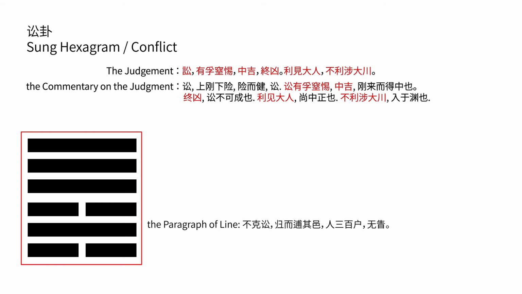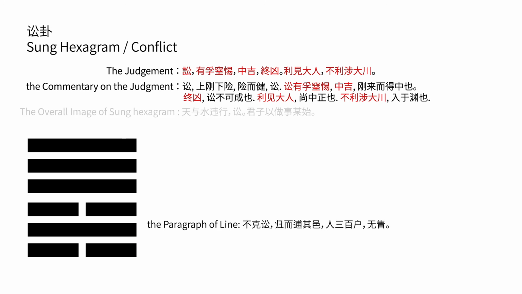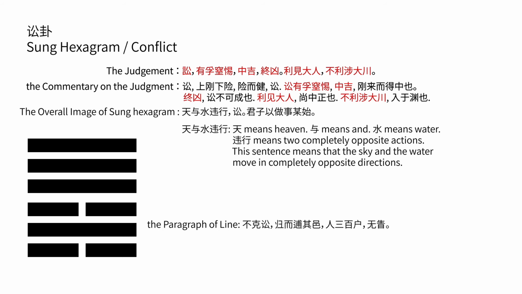Let's use Song hexagram as an example. The image of Song hexagram is 天与水违行，讼，君子以作事谋始. 天 means heaven, 水 means water. 违行 means two completely opposite actions. This sentence means that the sky and the water move in completely opposite directions.